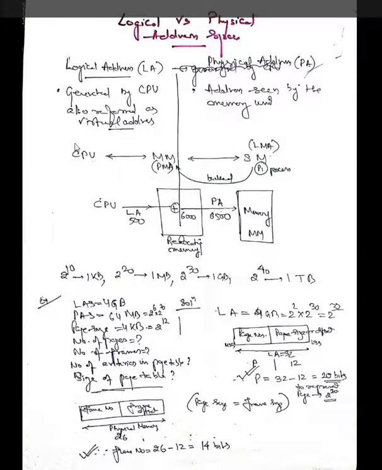So if you look at this, this is a CPU. The CPU generates the logical address, and it comes to the memory management unit, and the memory management unit converts the logical address to the physical address for the processing.